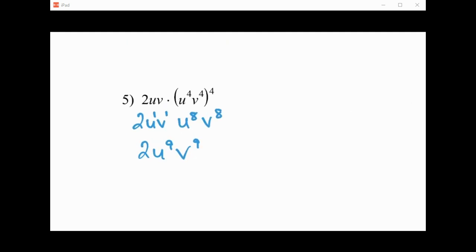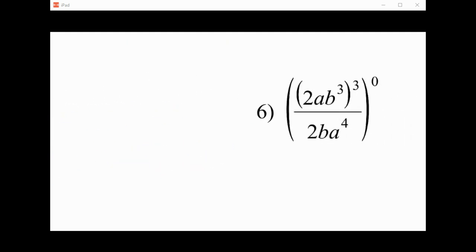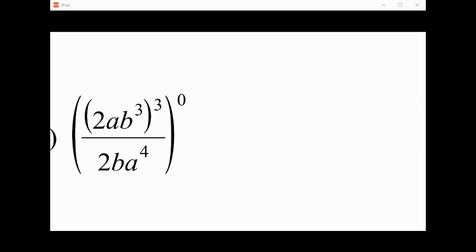Then I'm going to do this whole one, but if you have big parentheses like this, start on the inside. So the parentheses on the inside would end up being 2 to the 3rd, A to the 3rd, and then B to the 9. And then 2 to the 3rd is just 8.